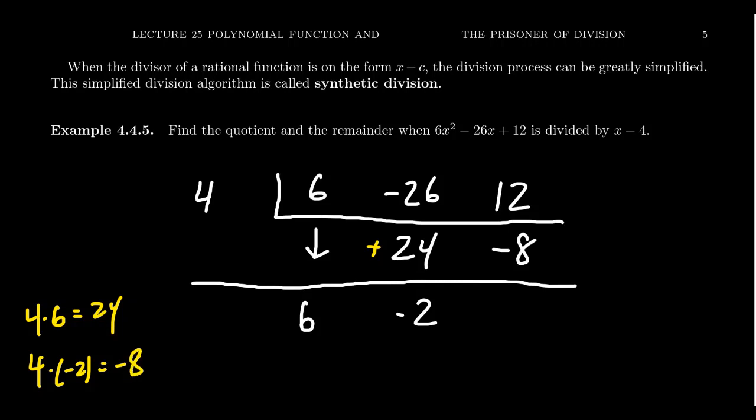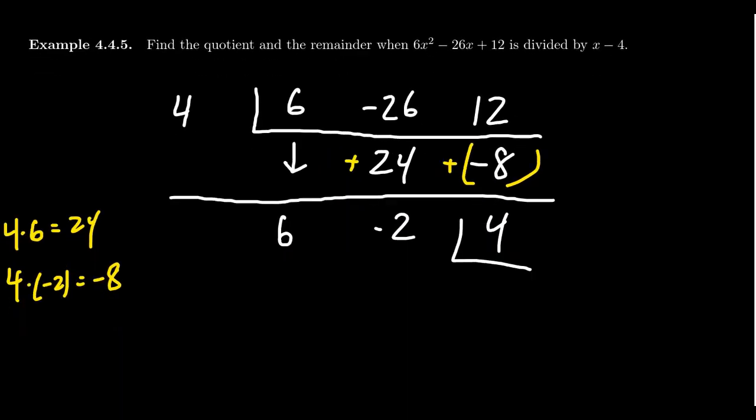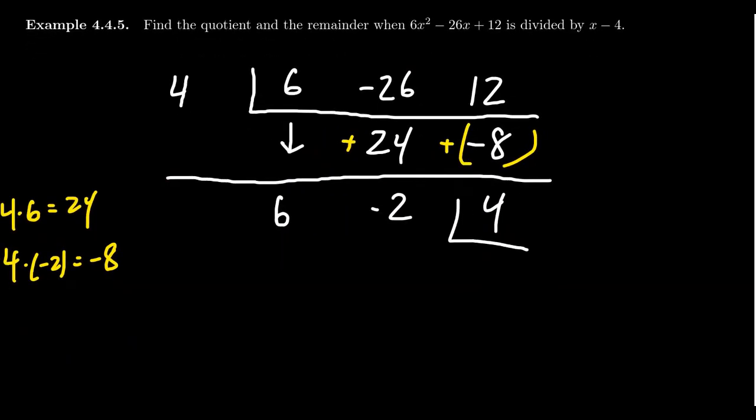You then add the numbers in this column together. So we take 12 plus negative 8. That gives us a positive 4. And then I'm going to draw a little box around the 4 to indicate that we are now done. So this is the tableau we filled out for synthetic division.